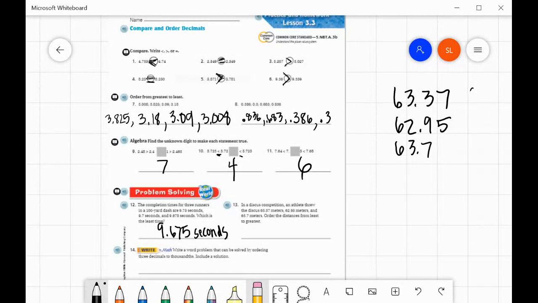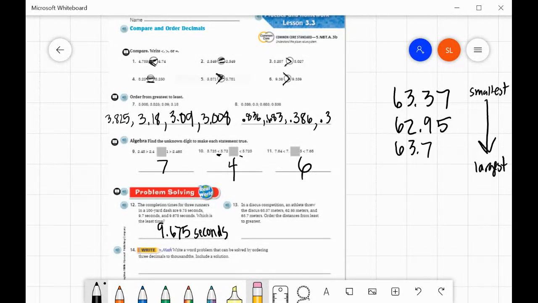So smallest to largest is what you're going to do, okay? And this is not written smallest to largest at this time. That's what your assignment is. Go ahead and pause it and do number 13.